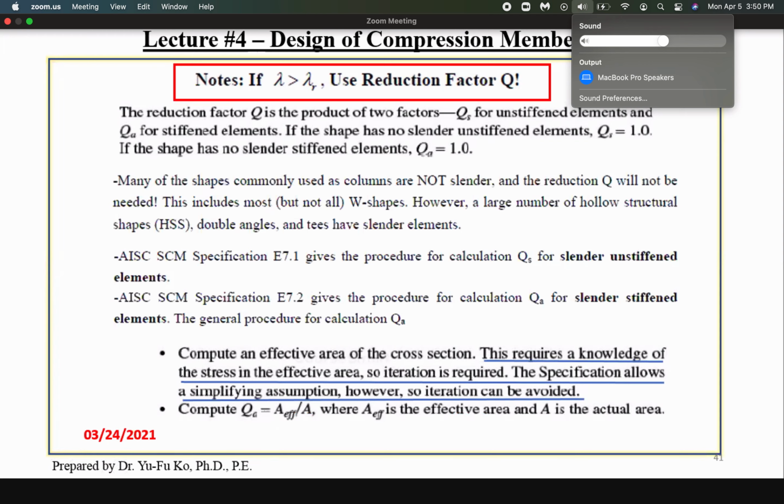Next, once you calculate the effective area, you need to divide by the whole cross-section area, and this will give you the factor for Qa. The Qa again will be the reduction to account for slender stiffened elements. So any questions or discussions so far before we show any example for calculation?